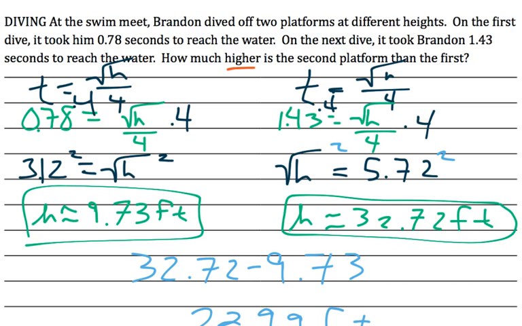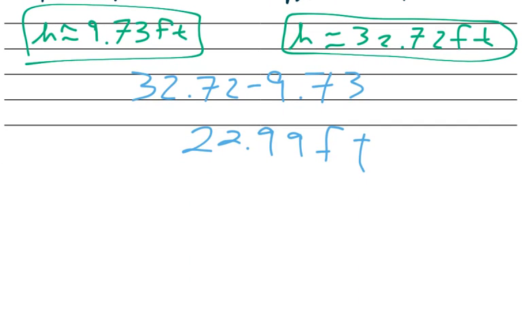Let's revisit the final question. How much higher is the second platform than the next? So since this one was this high and that was that high, you can just find their difference.